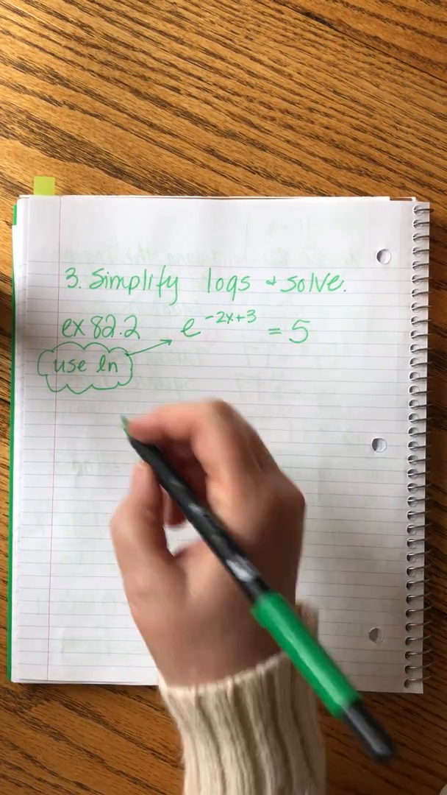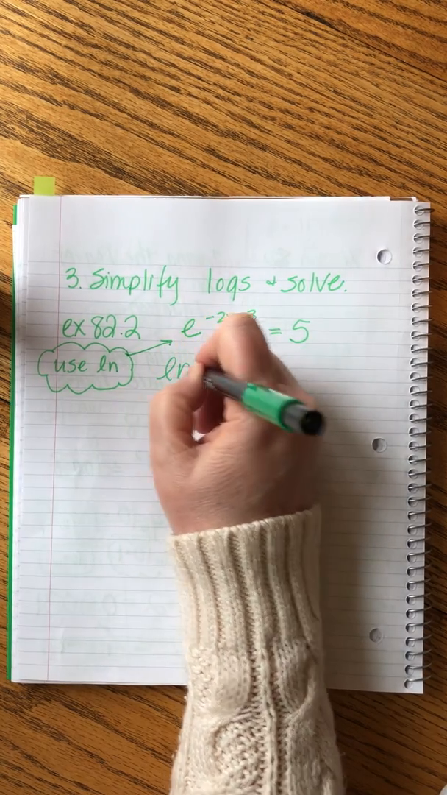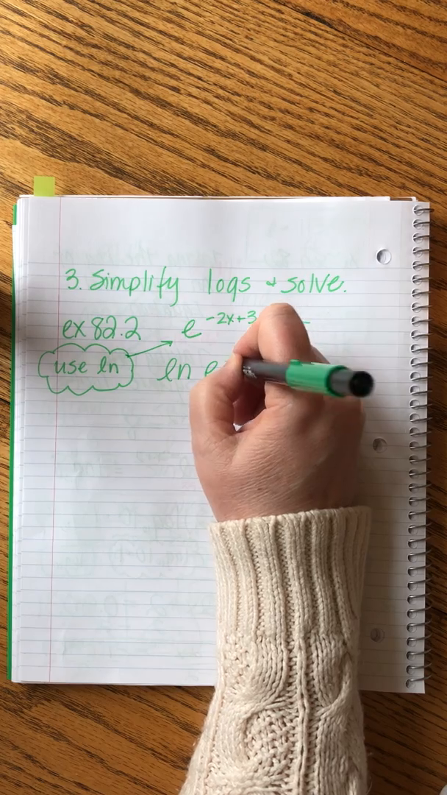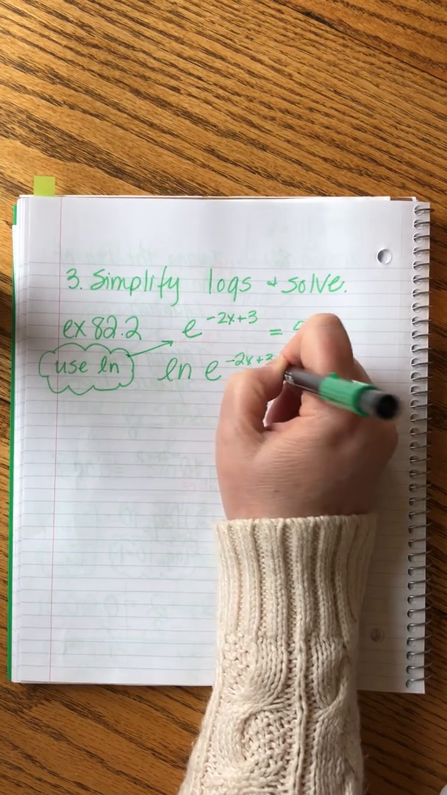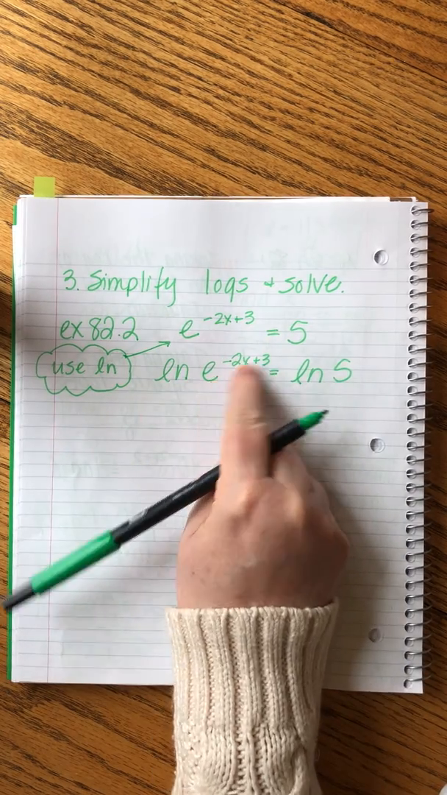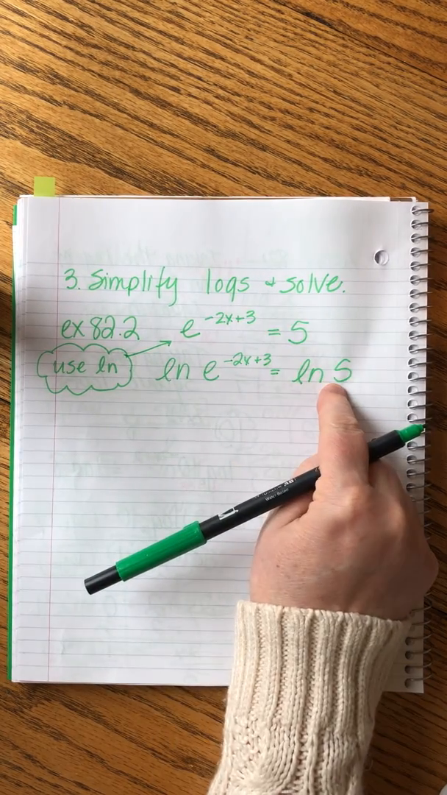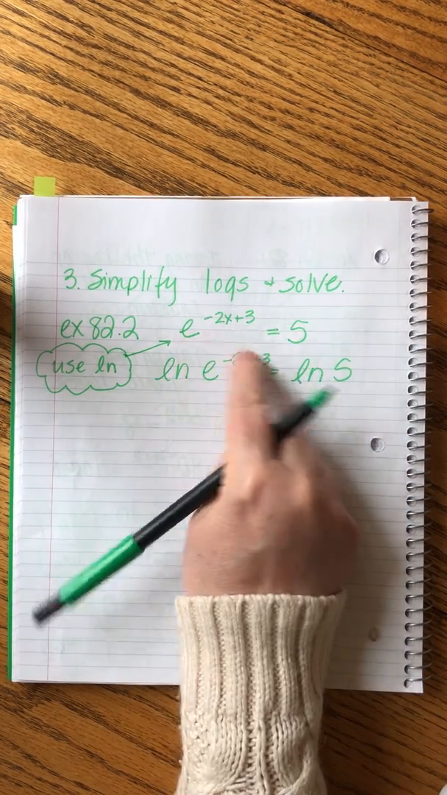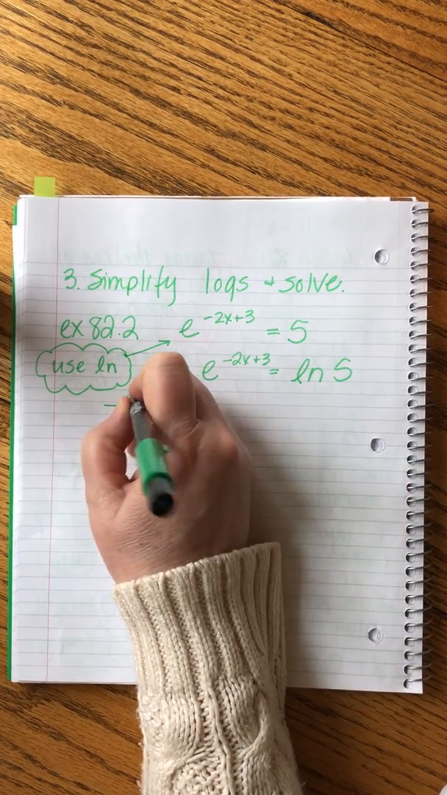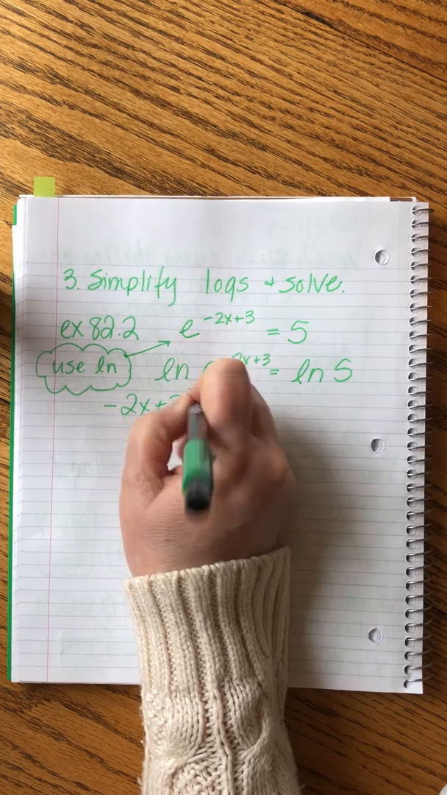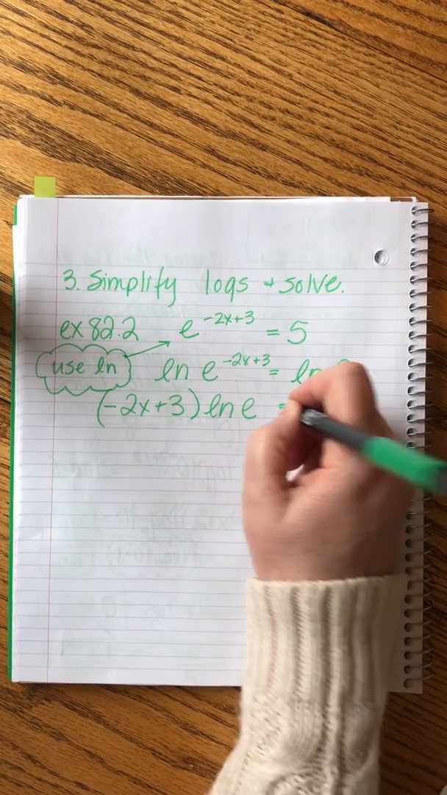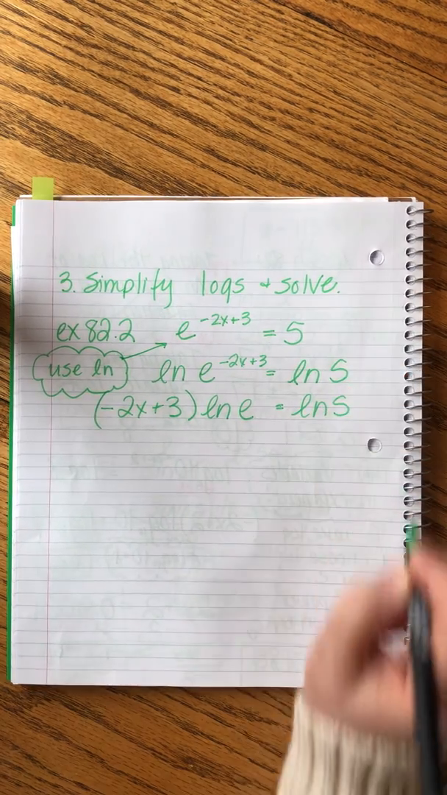Now, taking the natural log always feels weird because you say you're gonna take the log, but we're writing something that doesn't look like a log at all. The natural log of this thing equals the natural log of 5. Then we're gonna pop this down using the product rule, so we'll get minus 2x plus 3. I'll put that in parentheses. Natural log of e equals the natural log of 5.